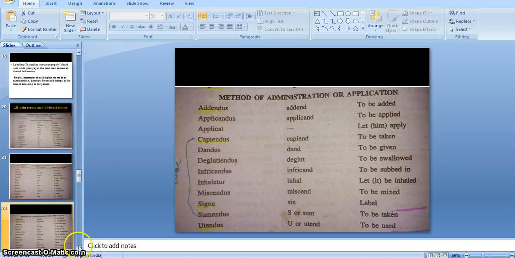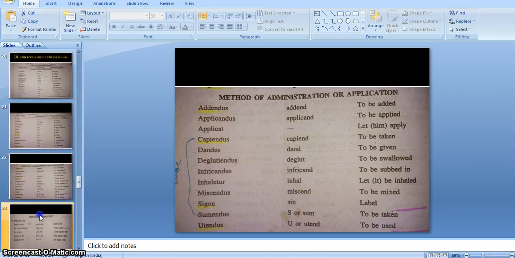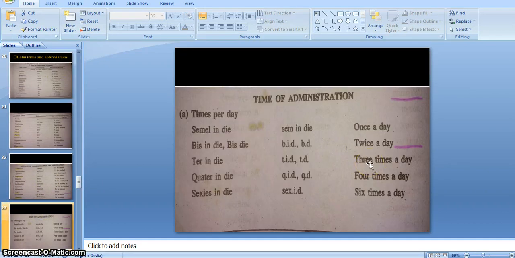Then time of administration, right? I think you saw the prescription, right? Some doctors write BID, TID, QID, right? That is time of administration, means frequency of administration. Let's see the time of administration.